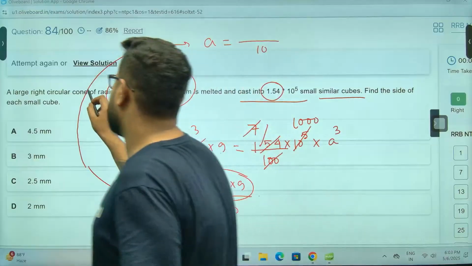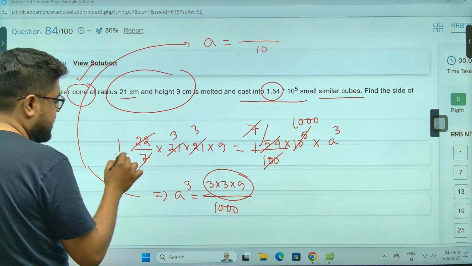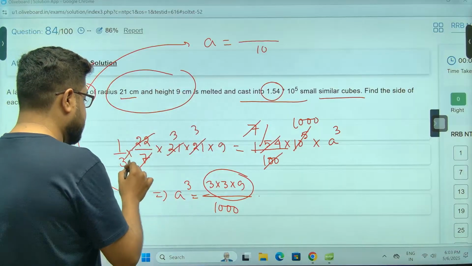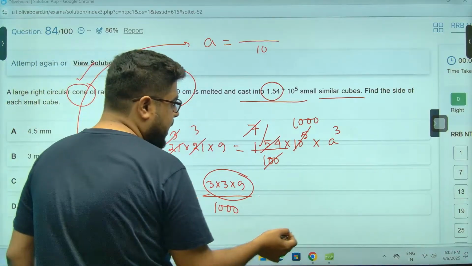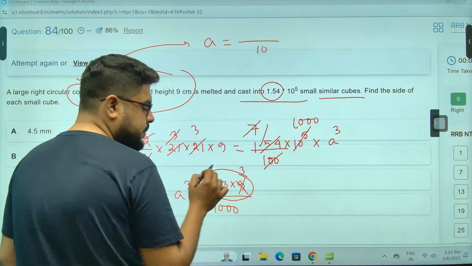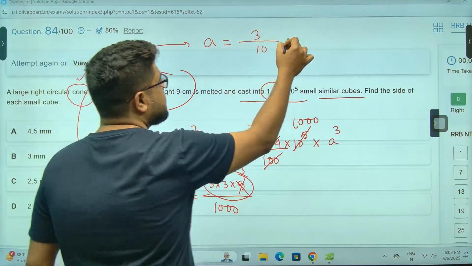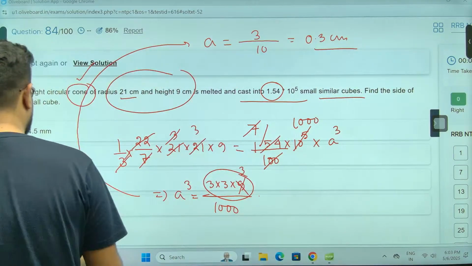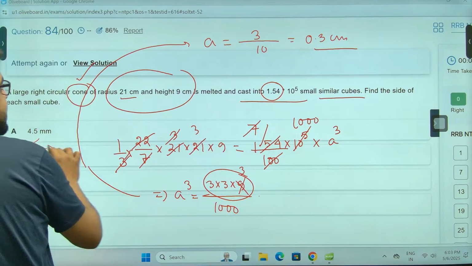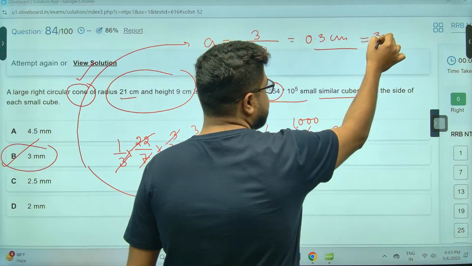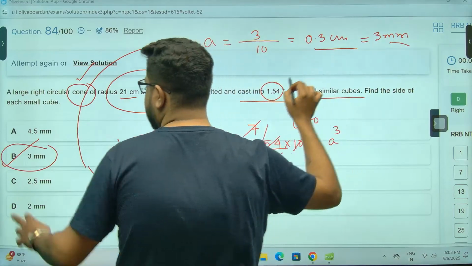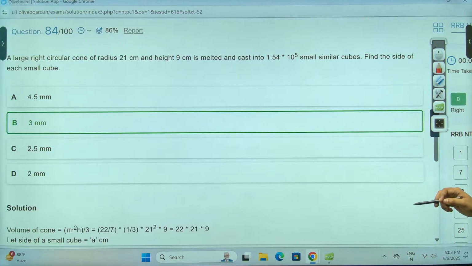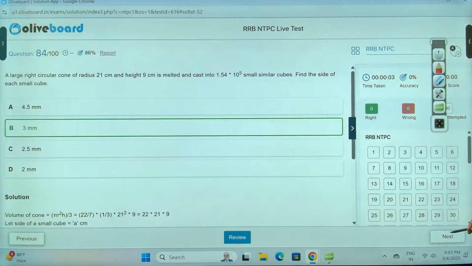Sorry, yes, I did not see. Sorry, brother, I am doing it by cylinder. Sorry, yes. Now this makes sense. So it is 3. So this is 3, so 3 by 10 centimeter means 0.3 centimeter. Options: 0.3, acha, 3 millimeter is there. 0.3 centimeter means 3 millimeters, so option number B is the correct answer. Thank you so much, brother.